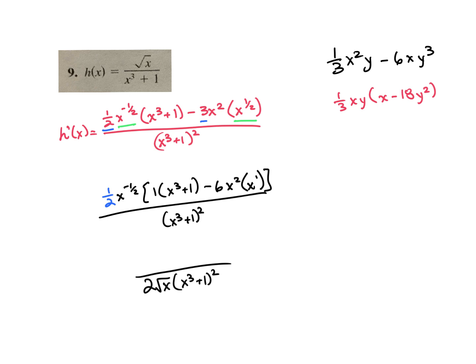Now we just need to simplify this numerator. If I distribute this 1, I still have x cubed plus 1. Everybody agree? Yes. And then minus how much? 6x cubed. So how many x cubes do we have? Negative 5x cubed. Lovely. And then plus 1. And so h prime of x was equal to negative 5x cubed plus 1 over 2 square root x times the quantity x cubed plus 1 squared.